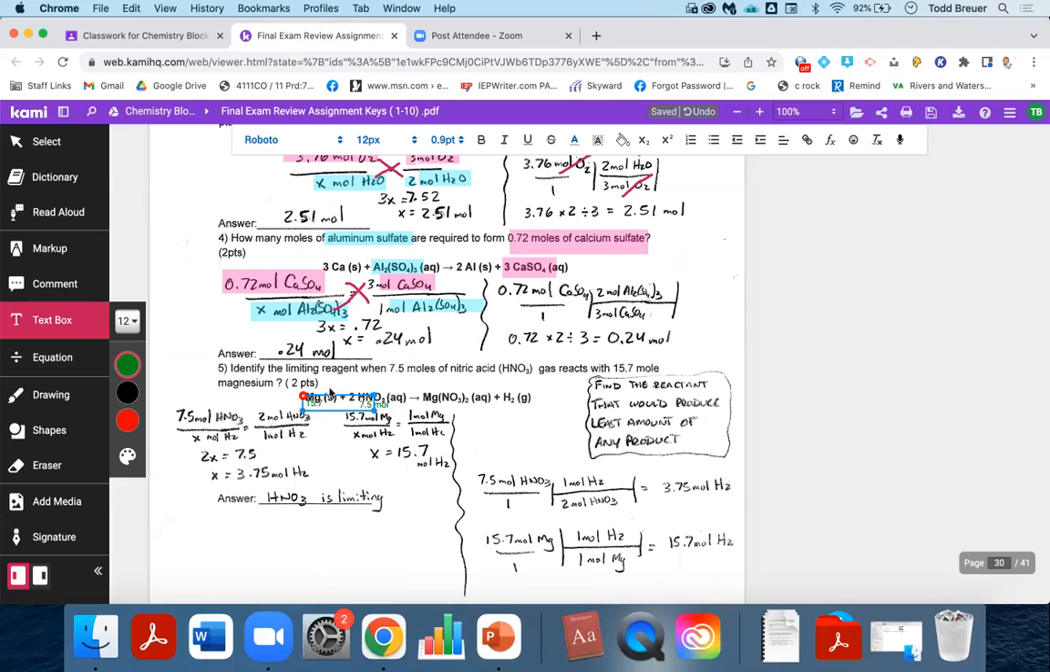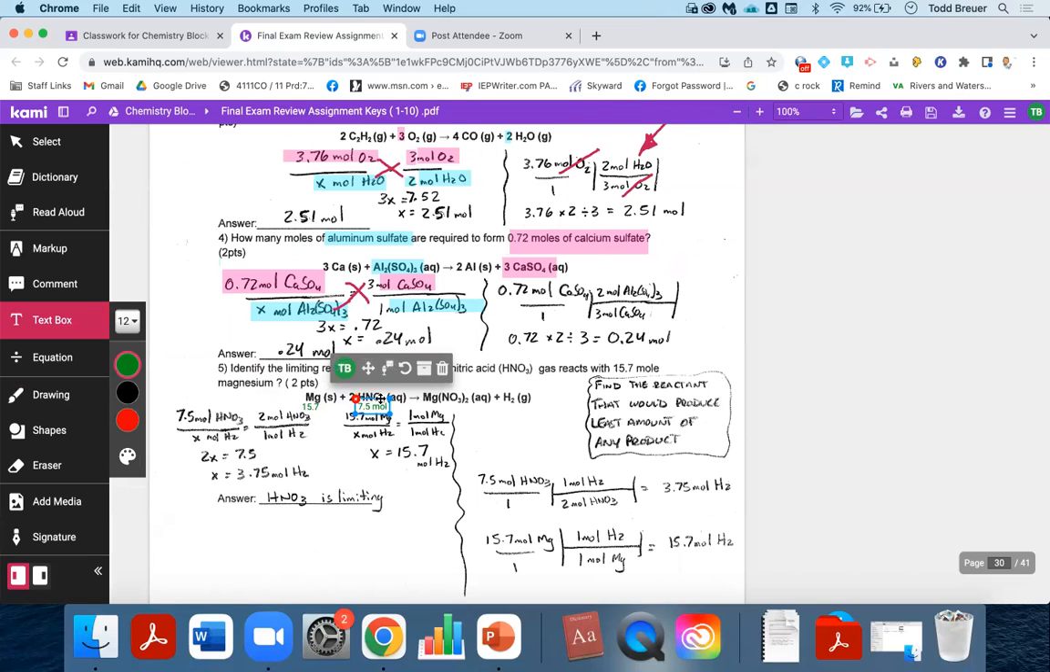15.7 mole of magnesium. One of these piles is going to get used up, and there'll be extra left over of the other. So to understand which one is the limiting reagent, either the magnesium or the nitric acid, a really good strategy is to pick any product on the right side and determine what product you'd like to try to turn it into. So I chose H2, and I said, well, let's just make the mole amount of H2.